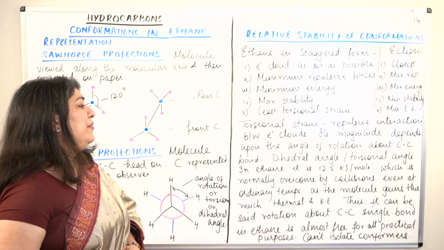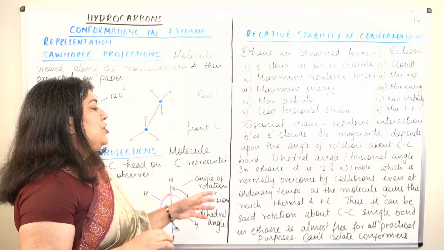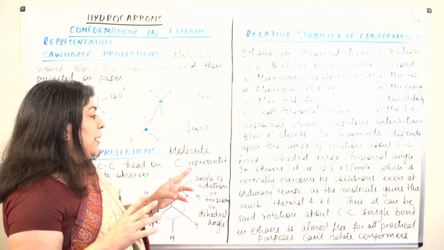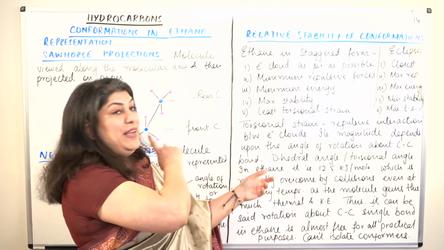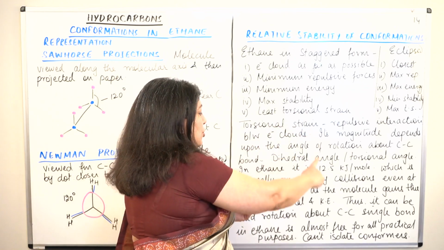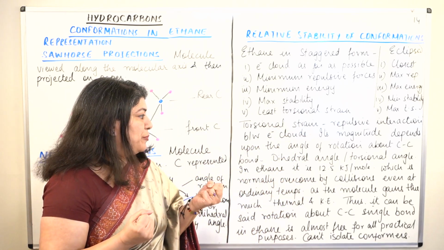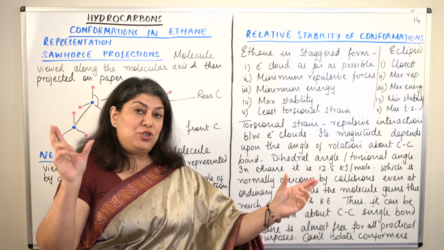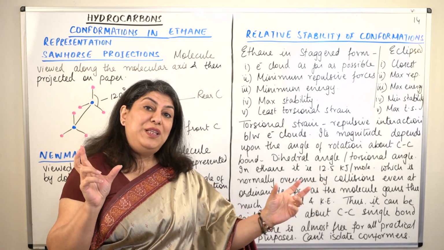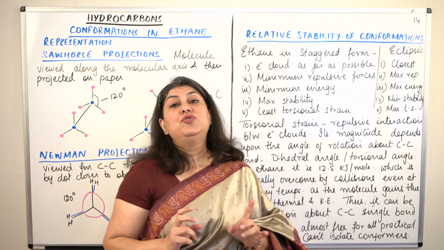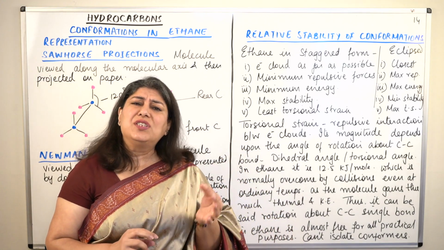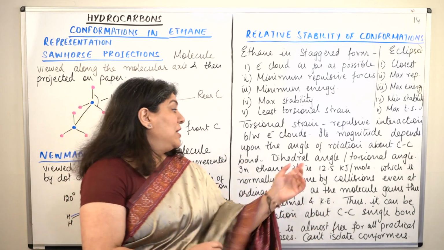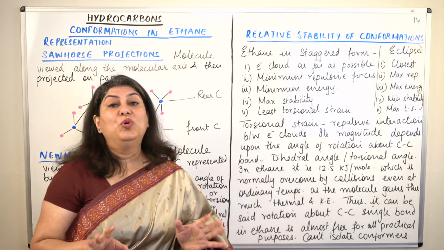Therefore, it will depend on the angle of rotation about the carbon-carbon bond, which is known as the dihedral angle or the torsional angle. I've shown you what the dihedral angle or torsional angle is. Now, in the case of ethane, the torsional strain, if you measure it in kilojoules per mole, in the eclipsed conformation and the staggered conformation, the difference between the two is 12.5 kilojoules per mole, which is a very small value. The difference between the two extremes is only 12.5 kilojoules per mole.